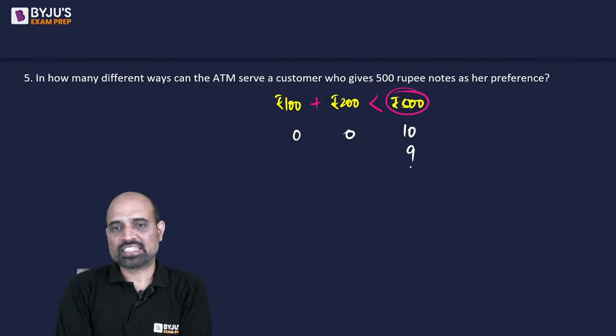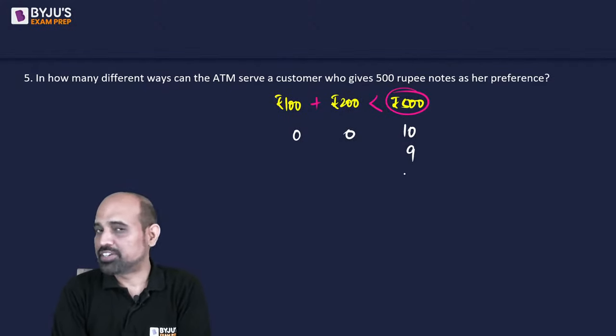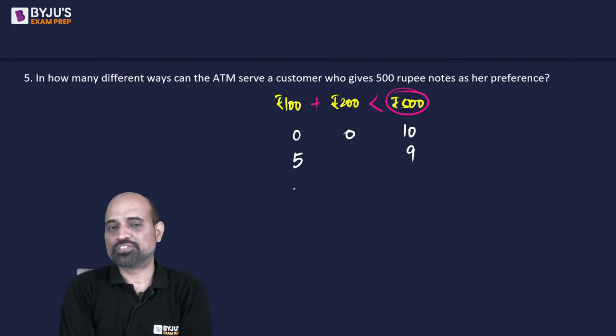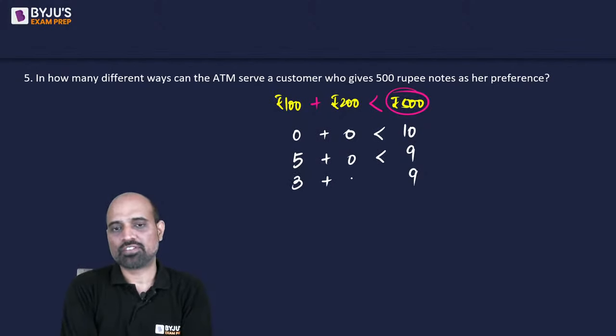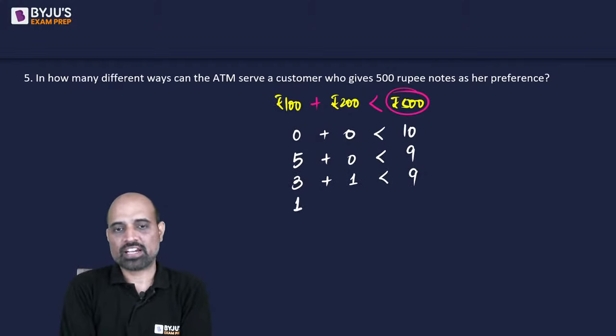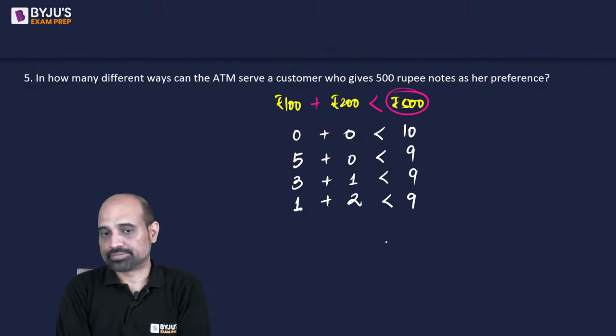Next is, if I take this as 9, then what will happen? I will have 4,500 rupees. I need 500 more. So 500 I can get from only 5 notes of 100 rupees and nothing from 200. Right? So this is one. Or I can get 3 notes of 100 and 1 note of 200. This will also make sense. Or I can get 1 note of 100 and 2 notes of 200. That is also 500. So 4 cases right now.